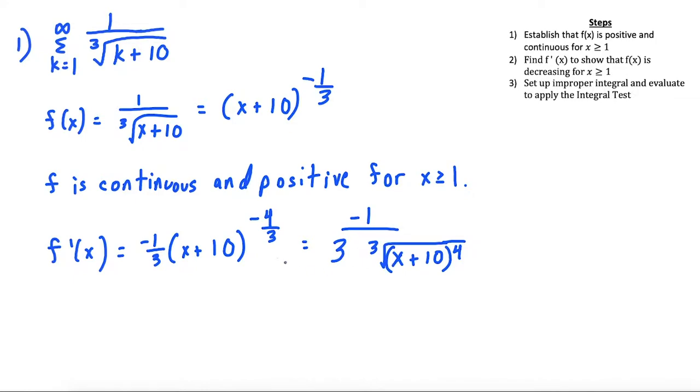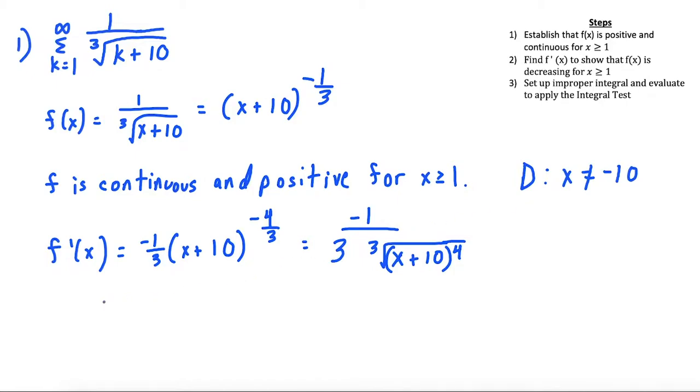But now just looking at this, we could see here by analysis that this expression, I have x plus 10 to the 4th power. And like we said before, this function was continuous and positive for x greater than or equal to 1. The domain of this function, the domain of the original function, is simply just x does not equal negative 10.